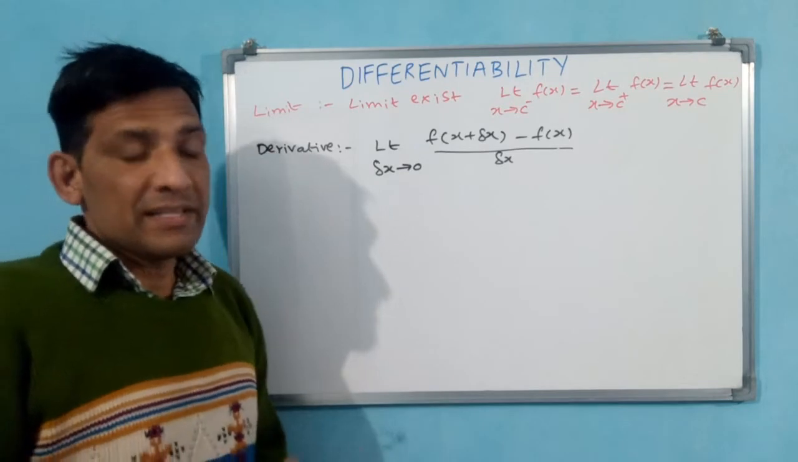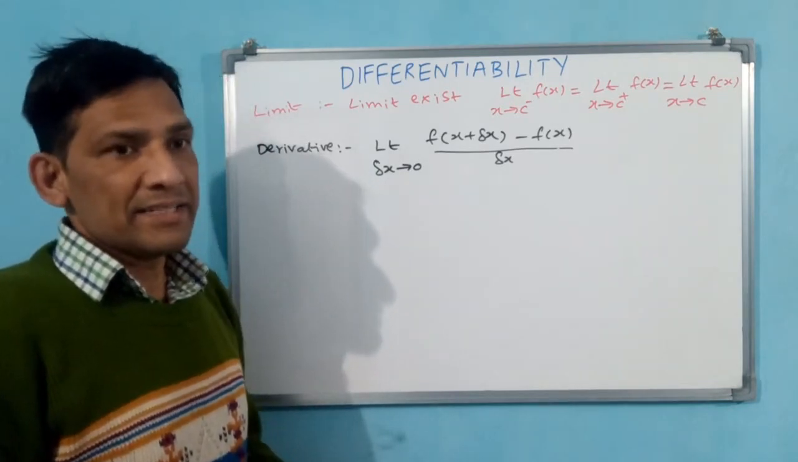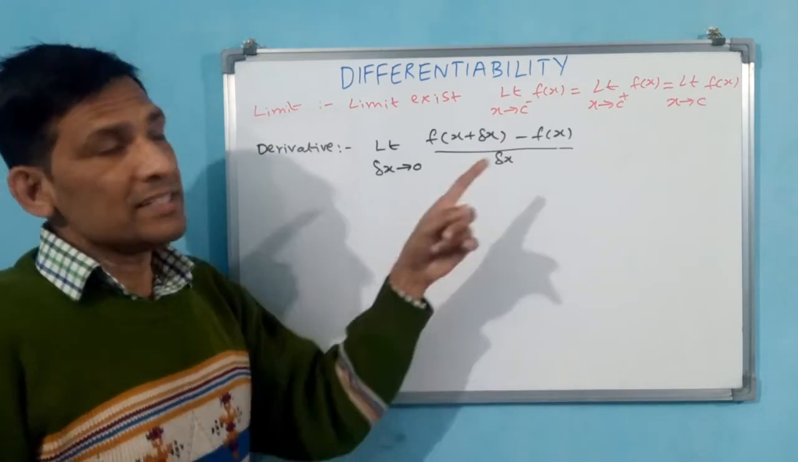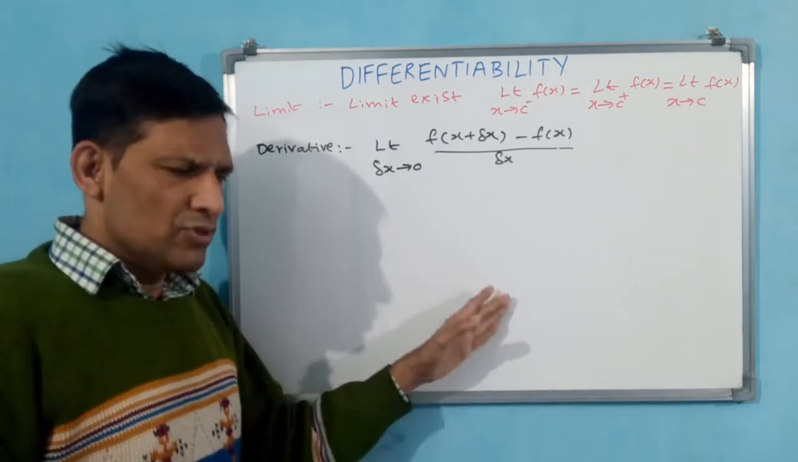But in special cases like modulus of x divided by x, we were taking the left hand limit as minus c, and 0.